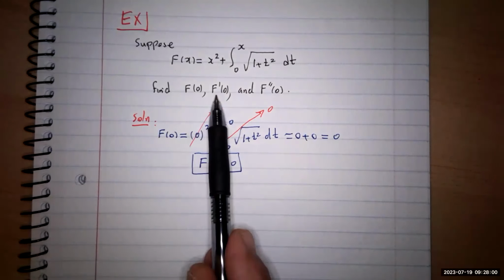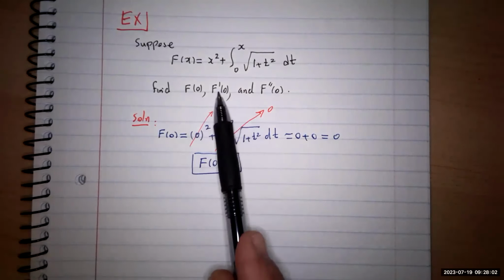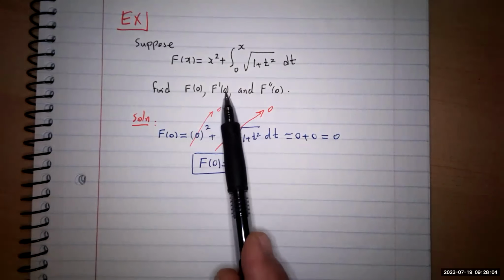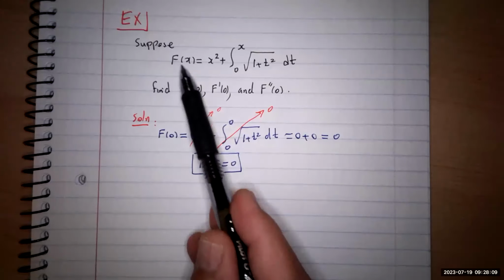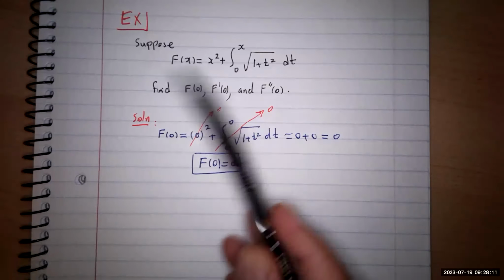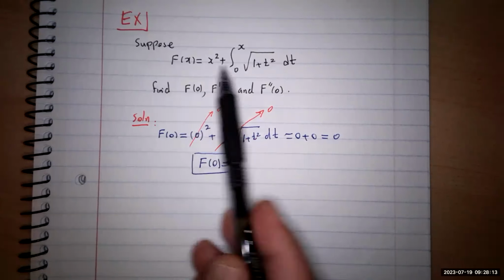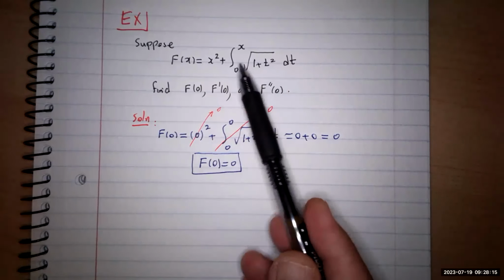Derivative. In order to get the derivative f prime at 0, you have to find f prime of x first. So let's differentiate. This is f of x, differentiate, f prime.